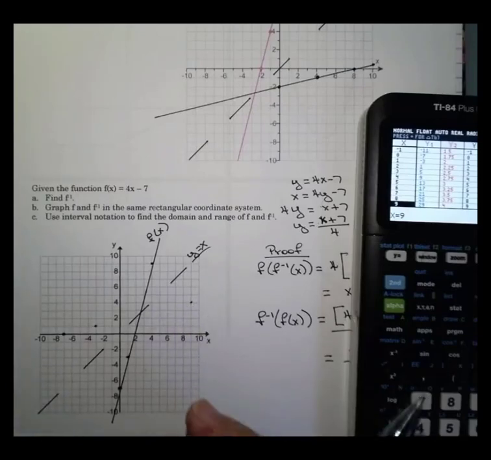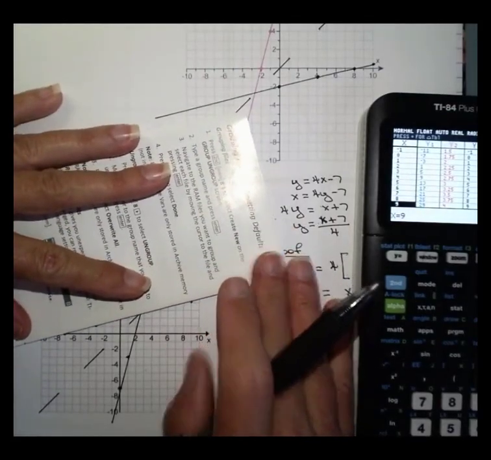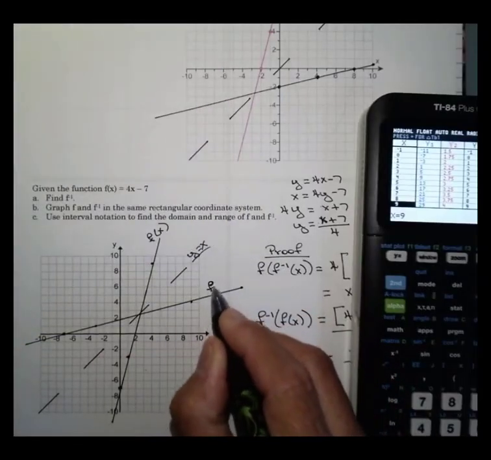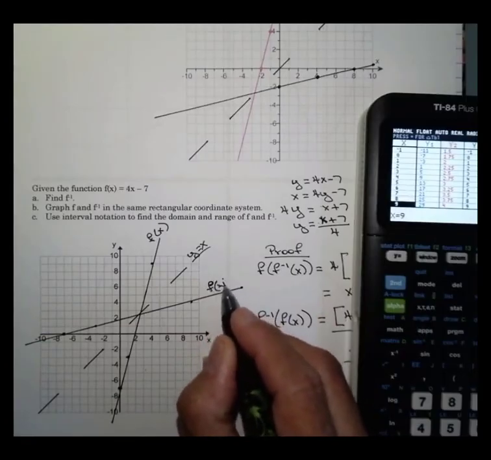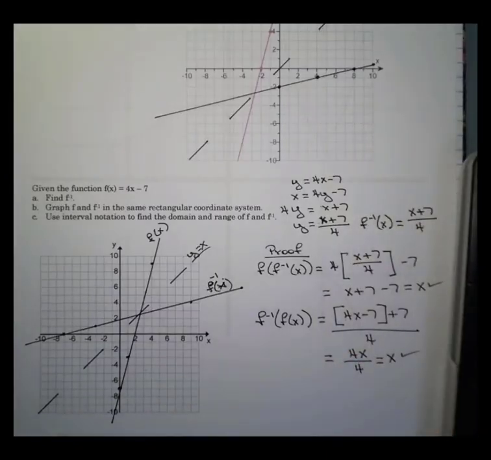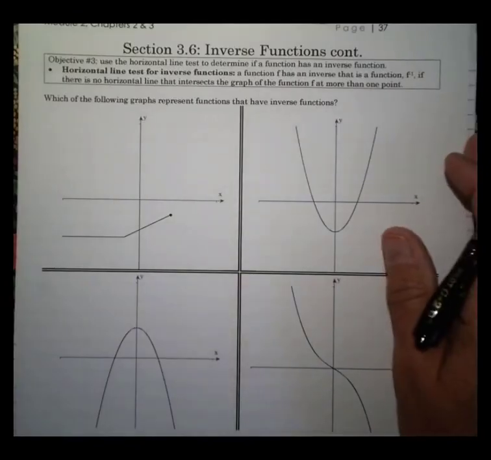There are 3 of the points that I need to graph it. You can draw it with 2 points, but really 3 makes it much easier to graph. And this is my inverse, f of negative 1 of x is the way I want to write it. And the last page that we have to cover is really fairly simple.